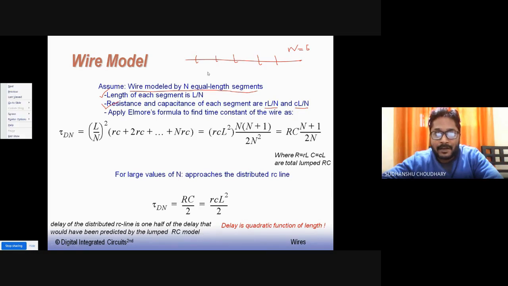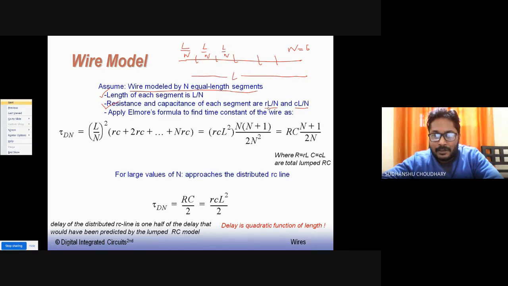So the total wire is divided into n number of sections. And the length of each section, total length was L, so the length of each section is L by n. So this is L by n, this is also L by n, so all are L by n length. And the resistance and capacitance of each section are RL by n and CL by n. Yeah, R into length of each section, C into length of each section. So the delay can be calculated by again using the same Elmore delay formula.